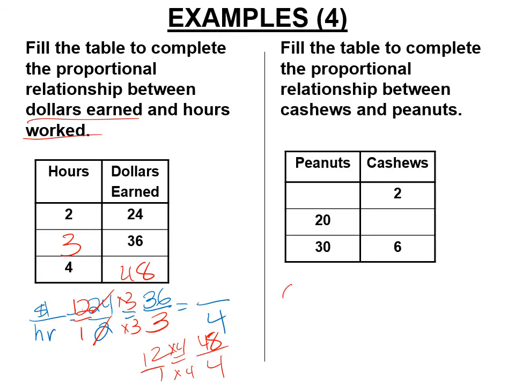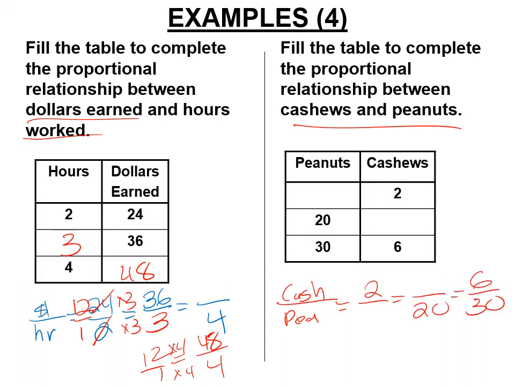All right, so we have cashews to peanuts. Cashews goes up top. So cashews to peanuts, 2 over blank equals blank over 20 equals 6 over 30. All right, so the one we've been given is that one. So we're going to simplify that one. And that simplifies to 1/5.